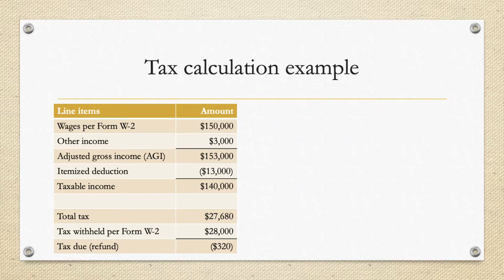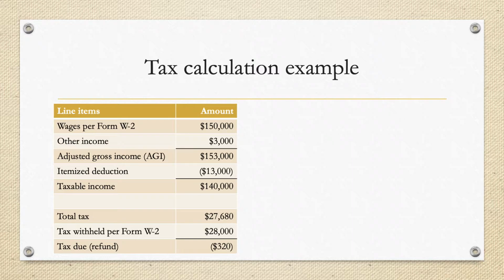When we say other income here, we are not talking about any qualified dividends or anything like that, which is subject to different tax rates. We will subject it to the marginal tax rate to make it easier to understand. And then we arrive at something called adjusted gross income, or AGI, of $153,000.